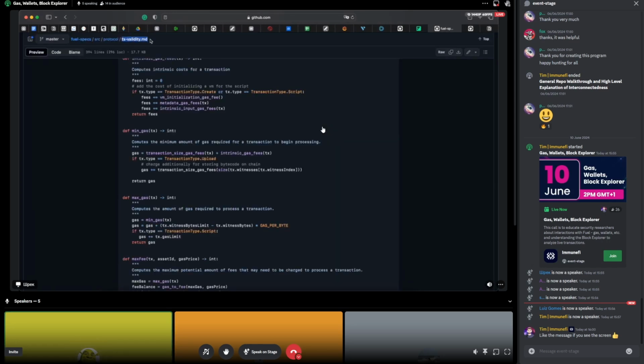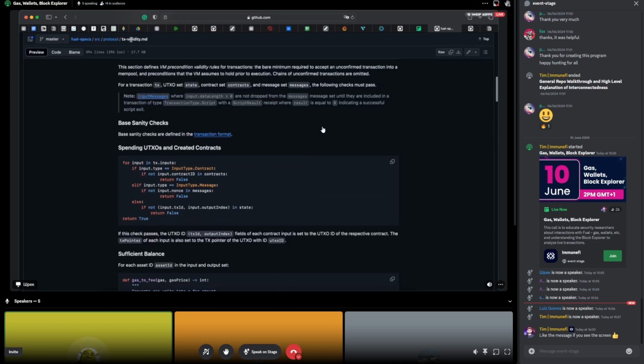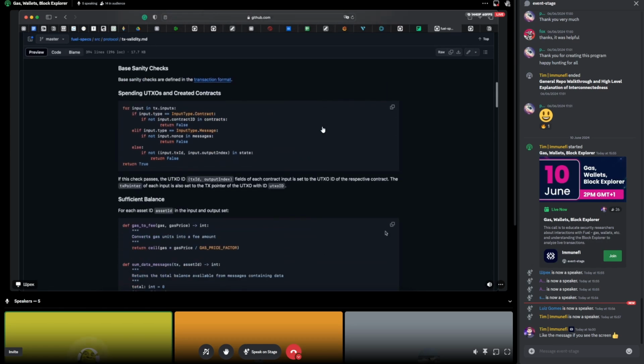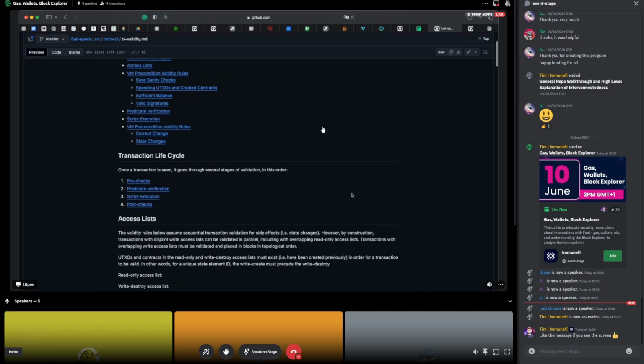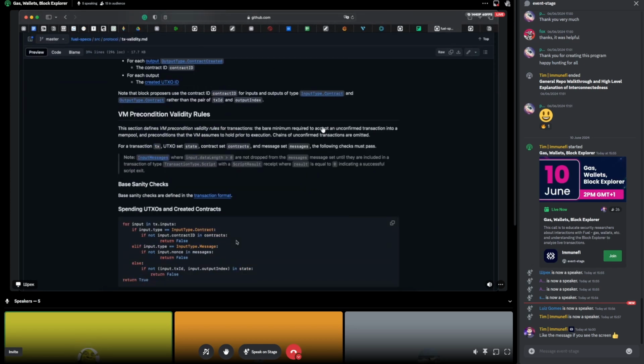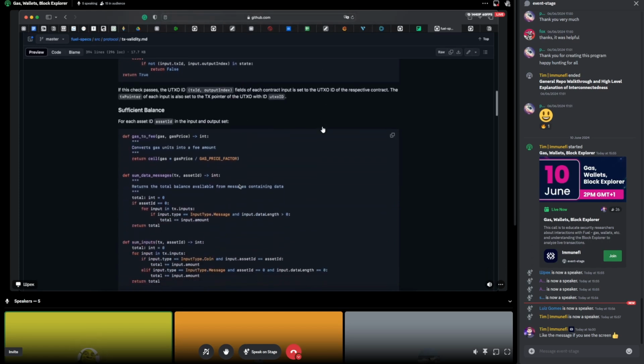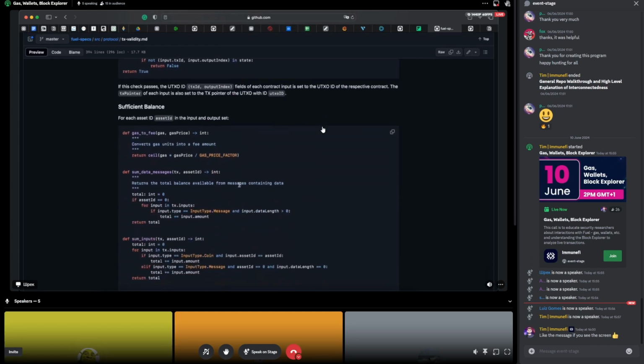The specification itself contains rules regarding transaction validity by the protocol. Transaction validity is a set of stateless rules the transaction should fulfill. For example, that your transaction doesn't use any fields that you don't need to use.